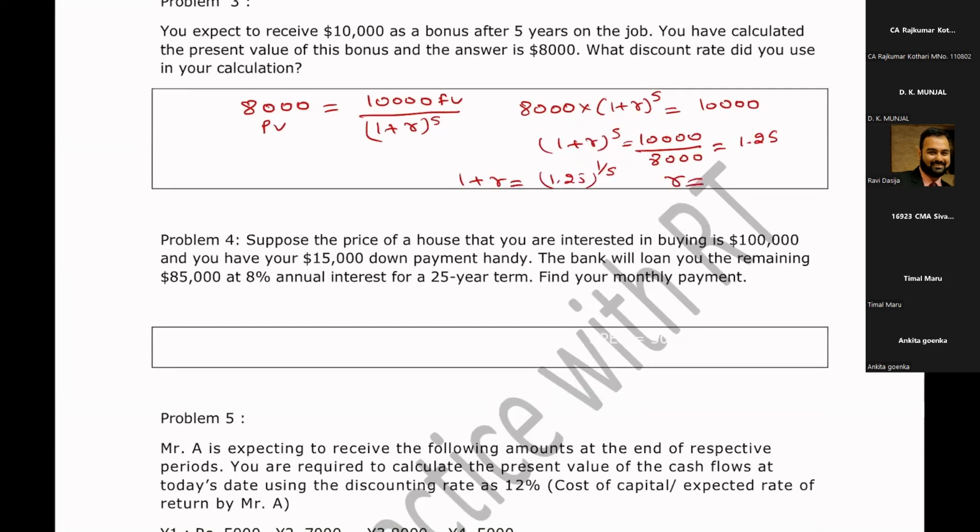no, 25% is wrong. You just did 1.25 minus 1 directly. Vikas ji, you did not take the 1/5 root. See here, 1 plus r will be 1.0456. Minus 1 is equal to 0.0456, which is equal to 4.56%.